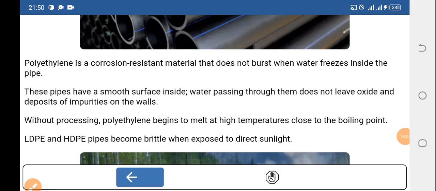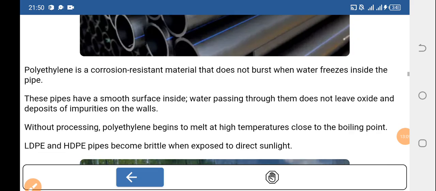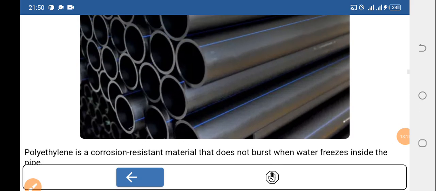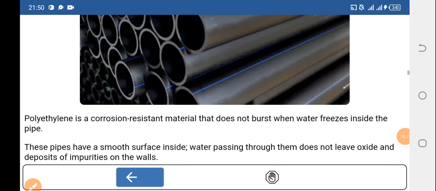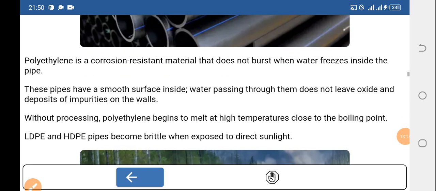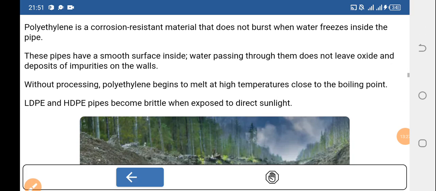This pipe has a smooth surface inside, as you can see in the picture. Outside and inside is smooth, and water passing through them does not leave oxide and deposits of impurities on the walls because of that smoothness of the same material.